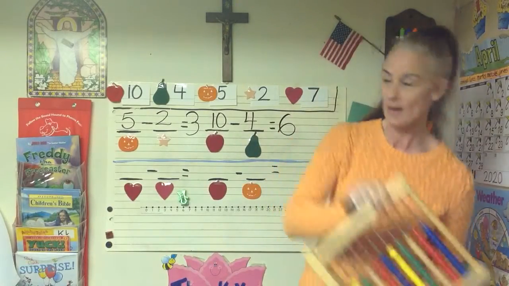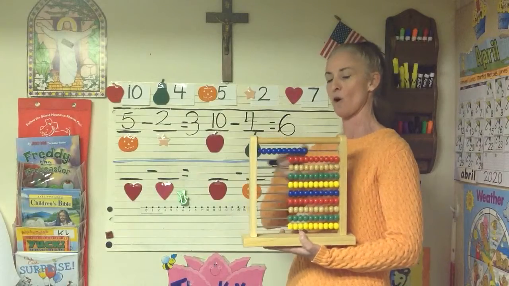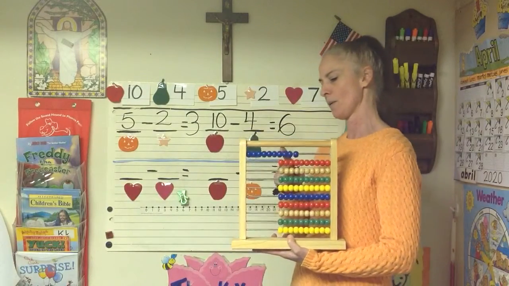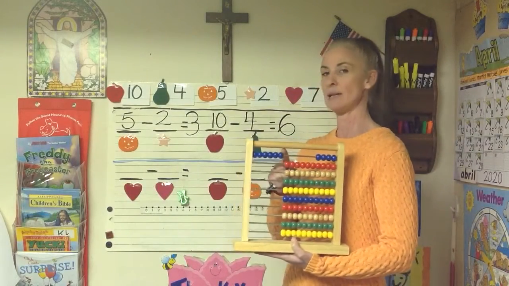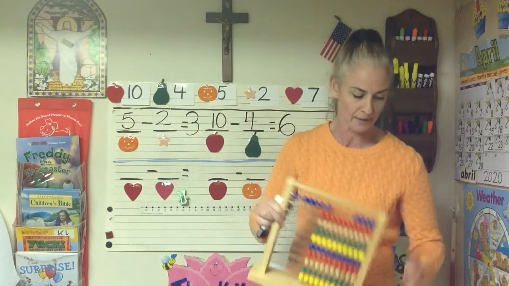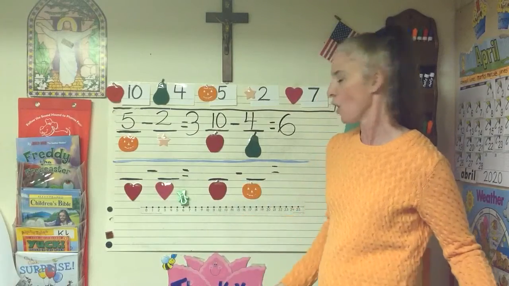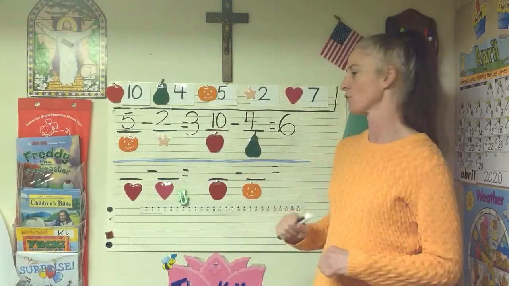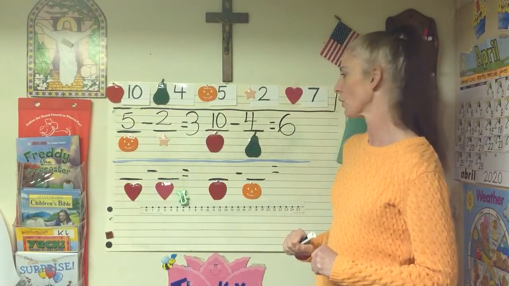And if you do it on the abacus, you bring over a whole row, that's 10. Take away 4. And 1, 2, 3, 4, 5, 6 is also our difference on the abacus as well as the number line. Okay, solved that subtraction mystery. Let's go to the next secret code.